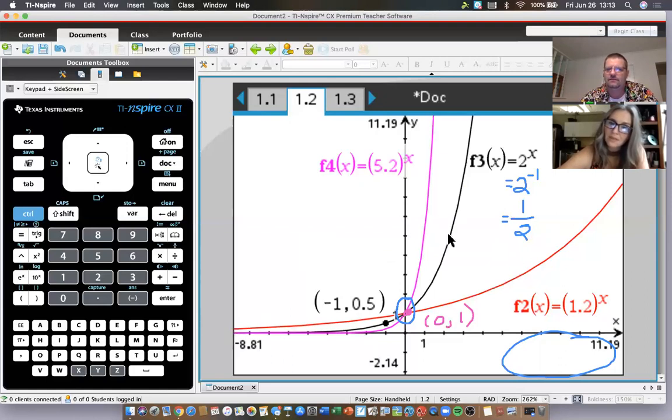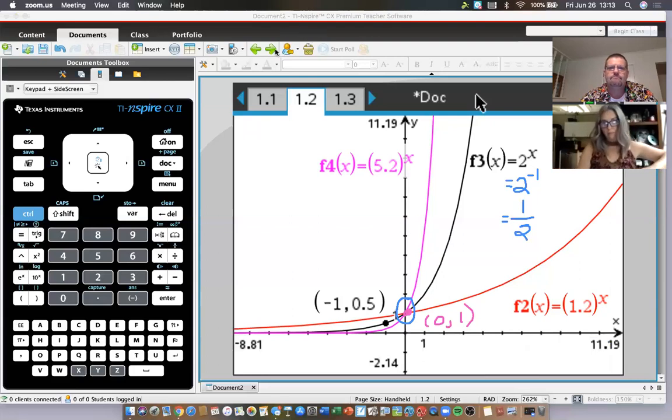I look at this 2 to the x, and that's in the middle. 1.2 to the x is flatter, and 5.2 is steeper. Why is that? Even though they're all increasing, it looks like they're increasing at a different rate. The pink one looks like it's increasing faster, and the red one looks like it's increasing slower.